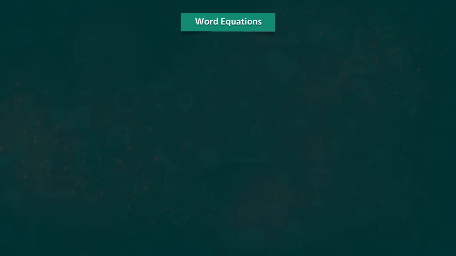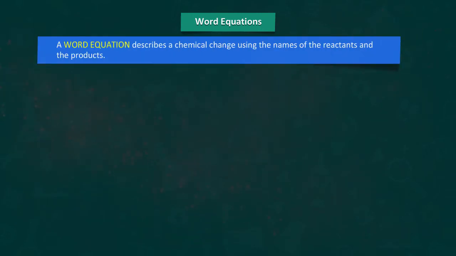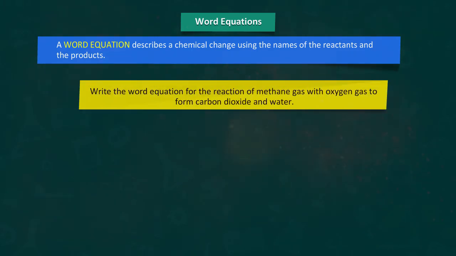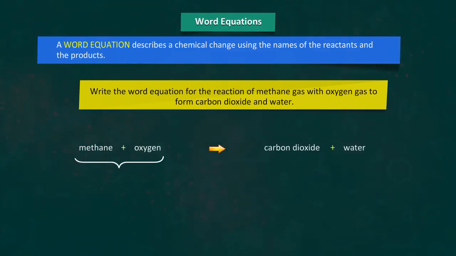Let's understand word equations. A word equation describes a chemical change using the names of the reactants and the products. Write the word equation for the reaction of methane gas with oxygen gas to form carbon dioxide and water.